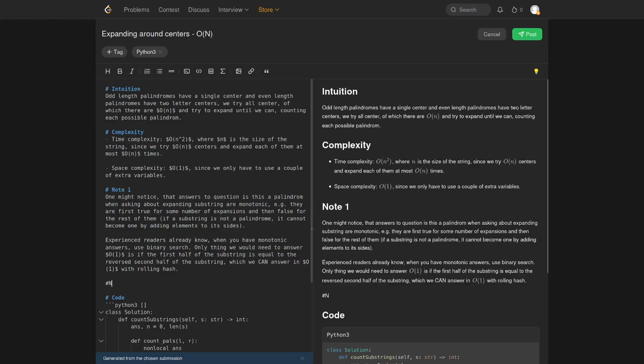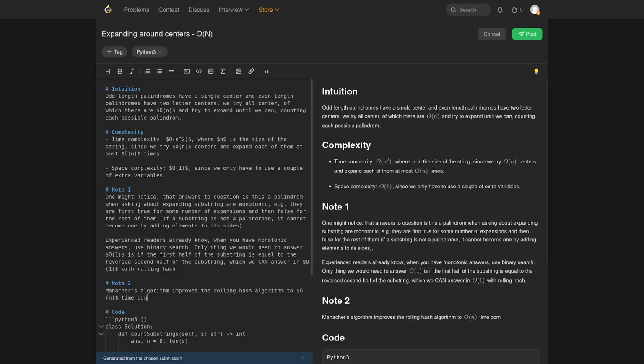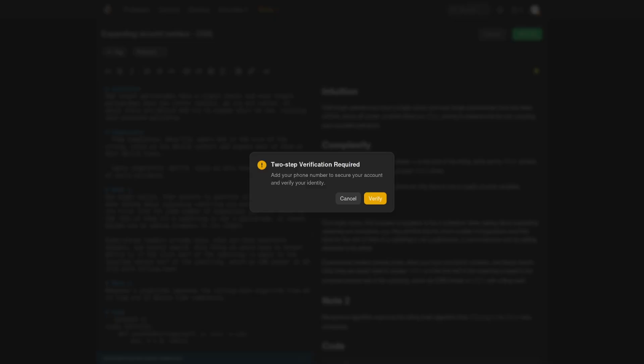Okay. Note 2: Manacher's algorithm improves the rolling hash algorithm to O(n) time complexity. Okay, goodbye.